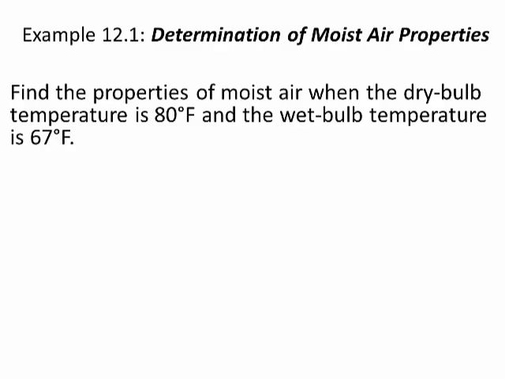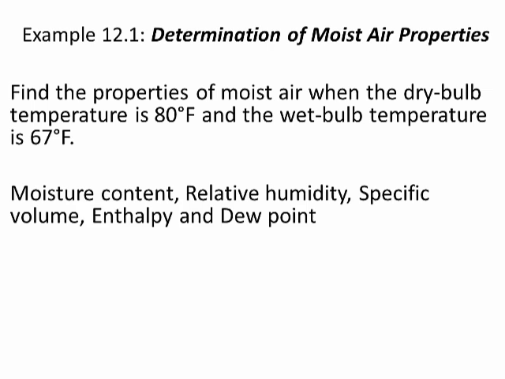Example 12.1 Determination of moist air properties. We would like to find the properties of moist air given the dry bulb temperature of 80 degrees Fahrenheit and wet bulb temperature of 67 degrees Fahrenheit. By properties, we mean moisture content, relative humidity, specific volume, enthalpy, and dew point.